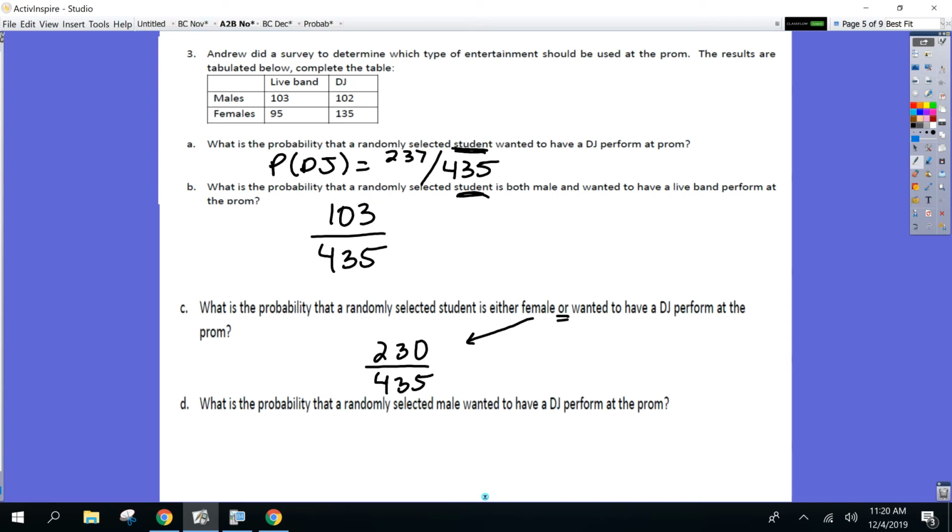Or tells me I'm going to do what? Add. Now give me how many want a DJ, and this is regardless of gender. 237. Anybody going to tell me to watch out for something here? I have to subtract out the ones that are female and want a DJ. 100 female and DJ. Again, why are you subtracting these out? Because you've counted them because they were female and counted them a second time because they wanted a DJ. You can only count one person once.